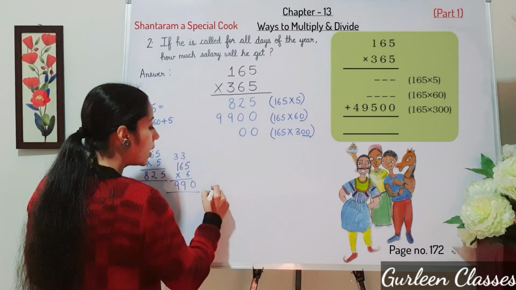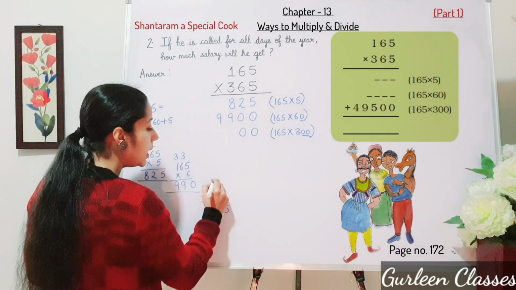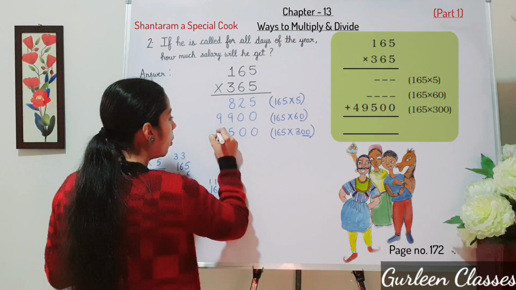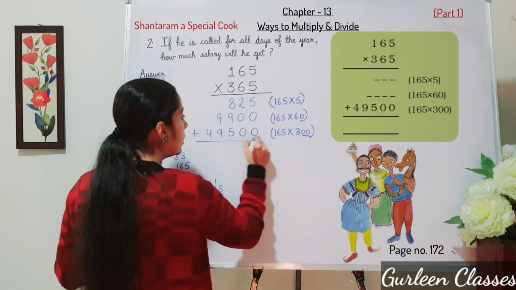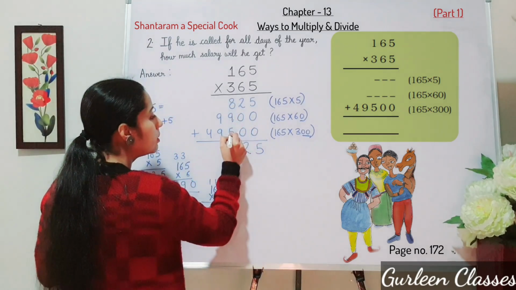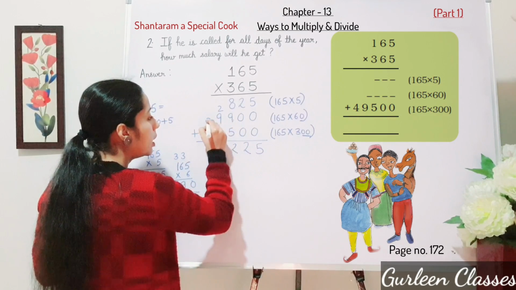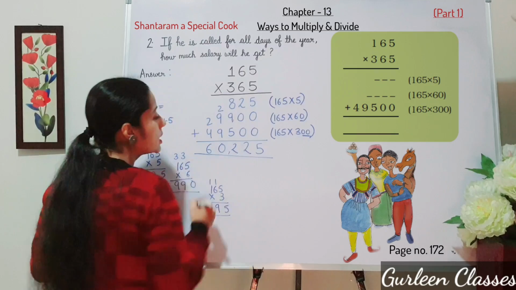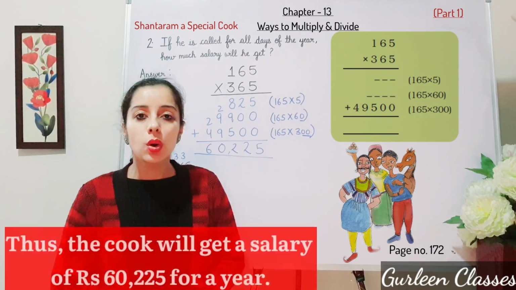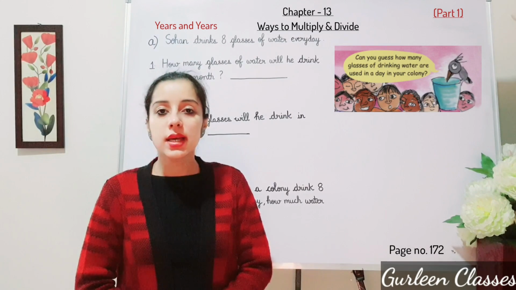Then multiply 165 into 3. 5 3s are 15. 6 3s are 18 plus 1, 19. 3 1s are 3 plus 1, 4. So right here 495. So now we will add 5, 2, 8 plus 9, 17 plus 5, 22. 9 plus 9, 18 plus 2, 20. 4 plus 2, 6. So answer is coming 60,225. So at last we will write, thus the cook will get rupees 60,225 for a year.